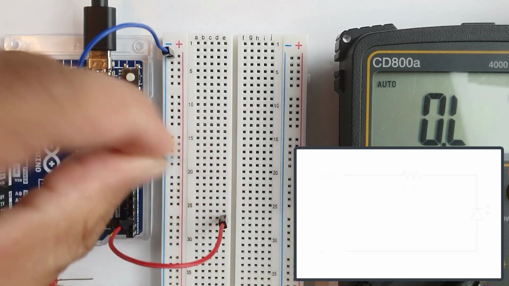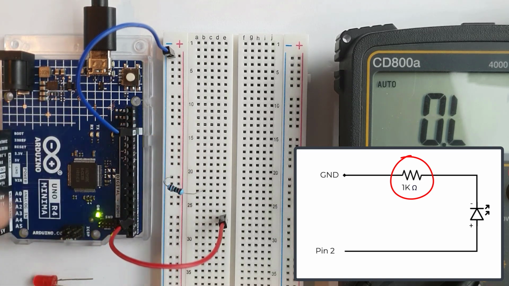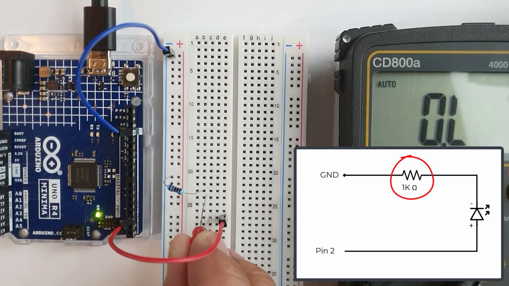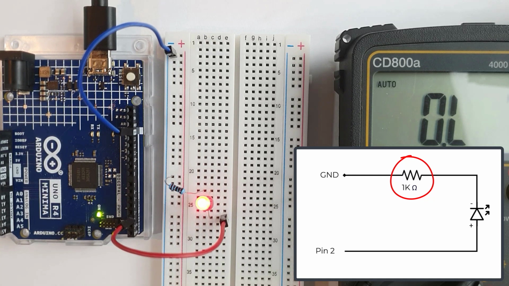Also, it doesn't matter if a resistor is placed before or after an LED. It will still work the same. This resistor reduces the current flowing through this branch. Now, the biggest question to ask is, how do we determine the appropriate resistor value to use when connecting an LED to the Arduino pin?